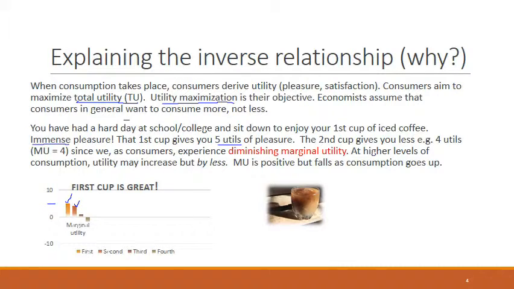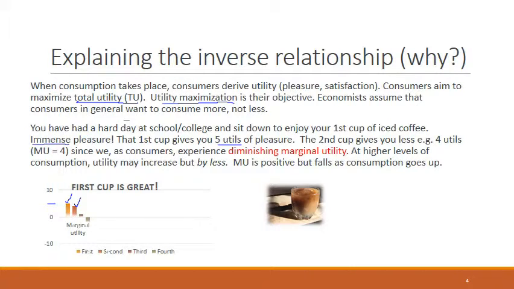That means the combined utility, the total utility from the first 2 cups, is going to be what? I'll give you a second or two to think of the answer before I call it out. Okay, the total utility can be got by adding the marginal utility from the first 2 cups, which will be 9.